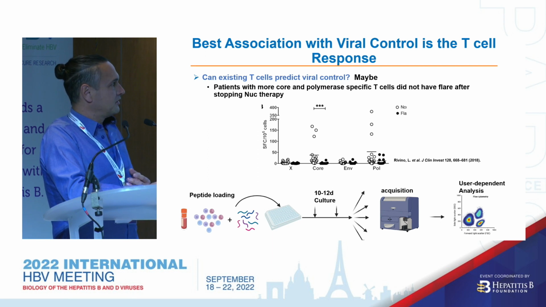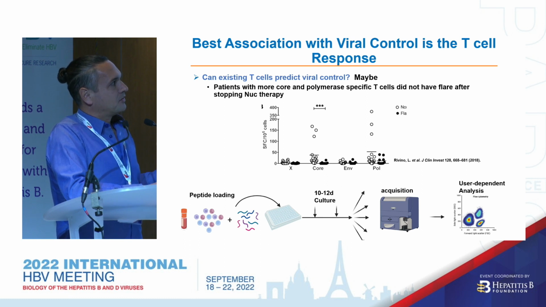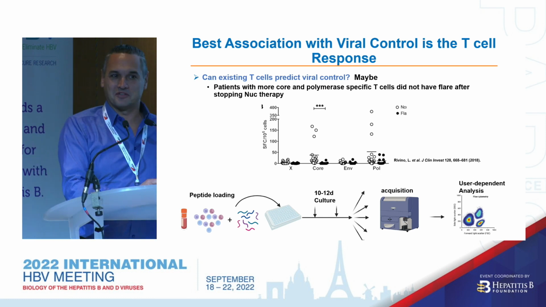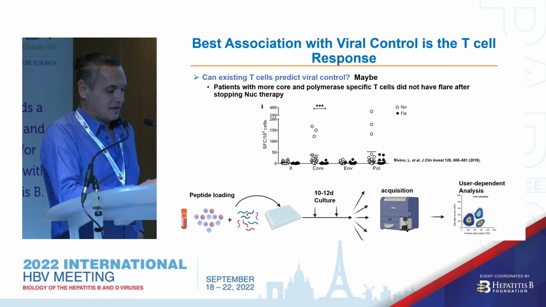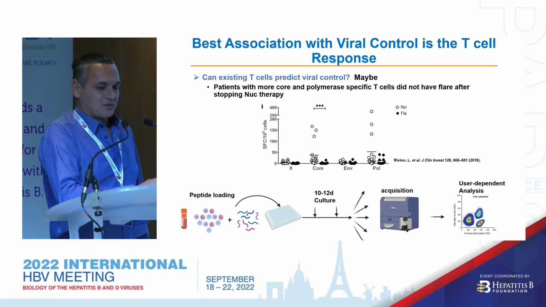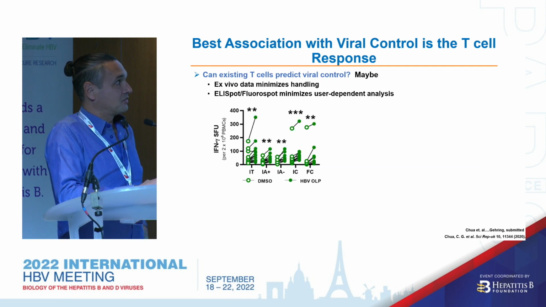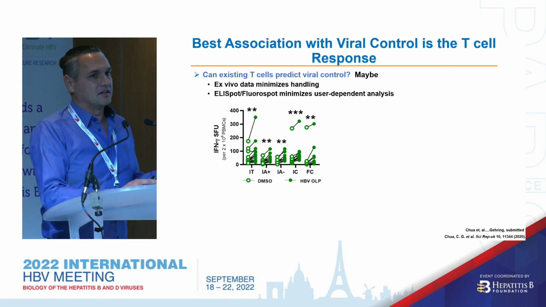You have to take the T cells, put them in culture, load them with peptide, grow them out, and acquire them. Then Massimo can give us a thesis on user-dependent gating and analysis in flow cytometry, because it is dependent on where they're being gated. And so this leads to a bit of variability that's not really usable in a clinical study, or particularly for patient stratification.